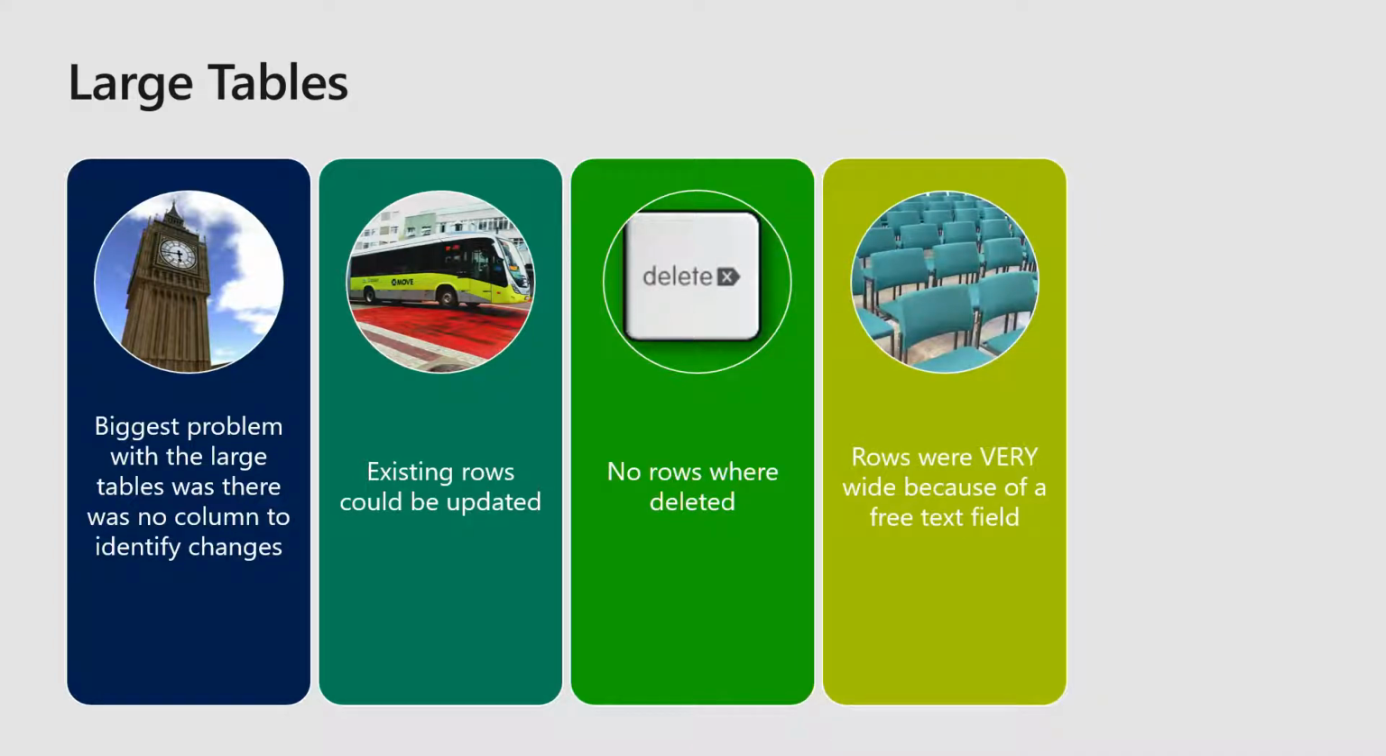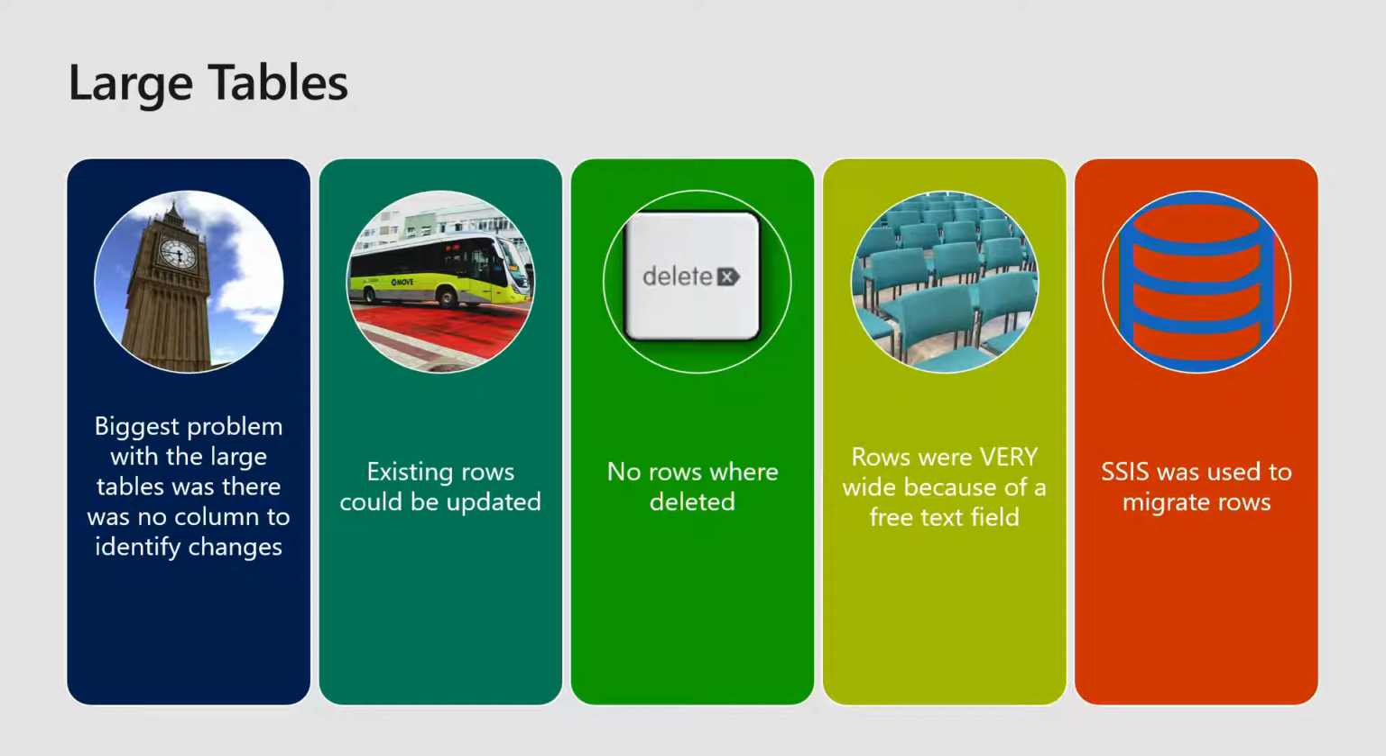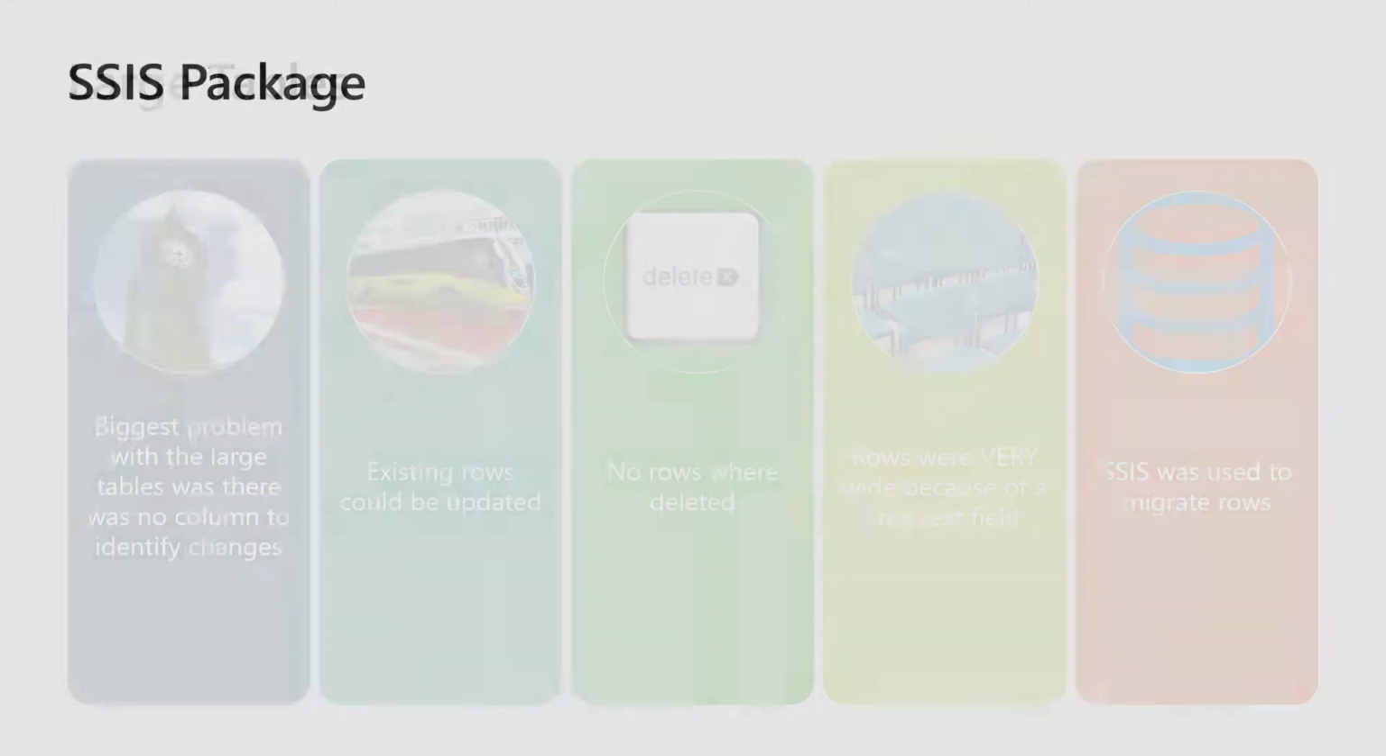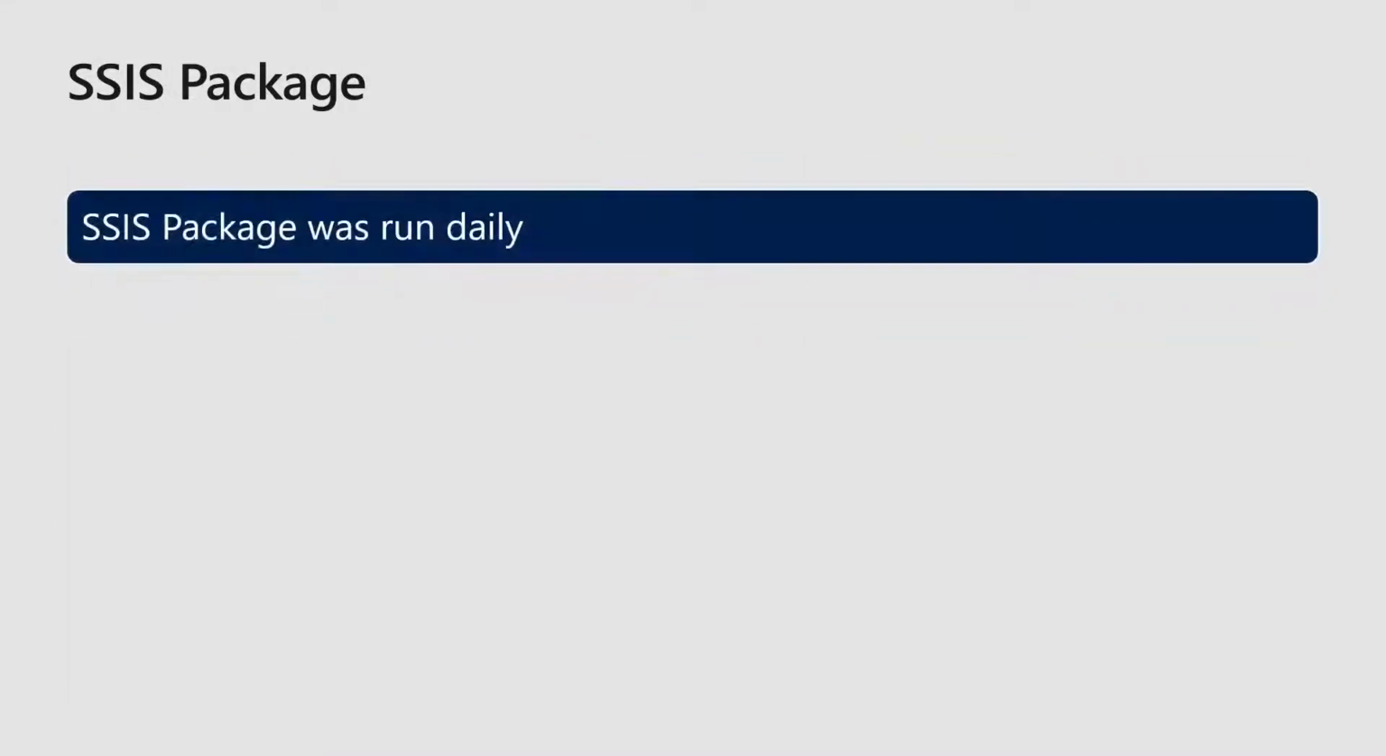Our rows in this case were extremely wide. This is a survey-based application with free-form text fields, so there were some extremely wide rows, several thousand bytes wide. Moving these rows was a fairly complex operation. So we used SSIS to actually move these rows and figure out what rows needed to be updated. I want to talk a little bit about that SSIS package.